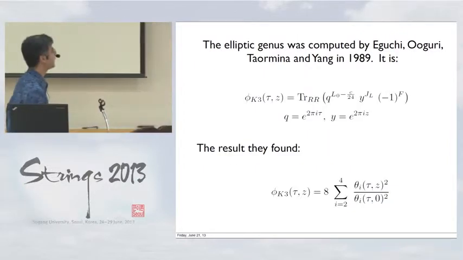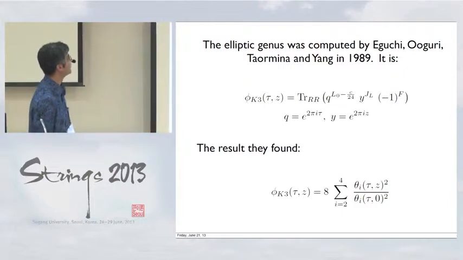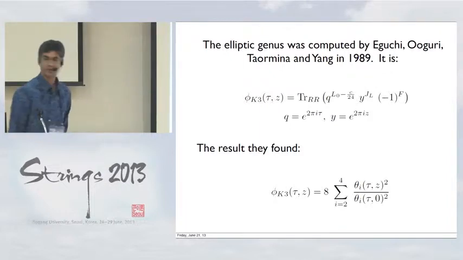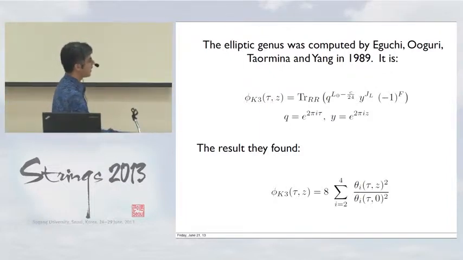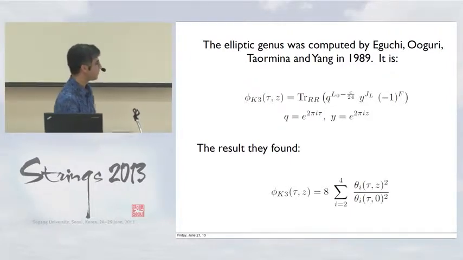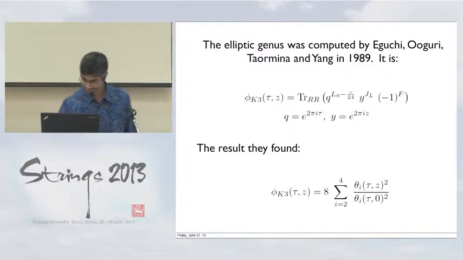It was computed, actually, now 24 years ago by these authors. So here is their notation, q to the L_0, y to the J_L. So those are the two variables. And the result they found was some nice sum of 8 times the sum of Jacobi theta functions. These Jacobi theta functions, for those of you who are like me, you can look up in Wikipedia.